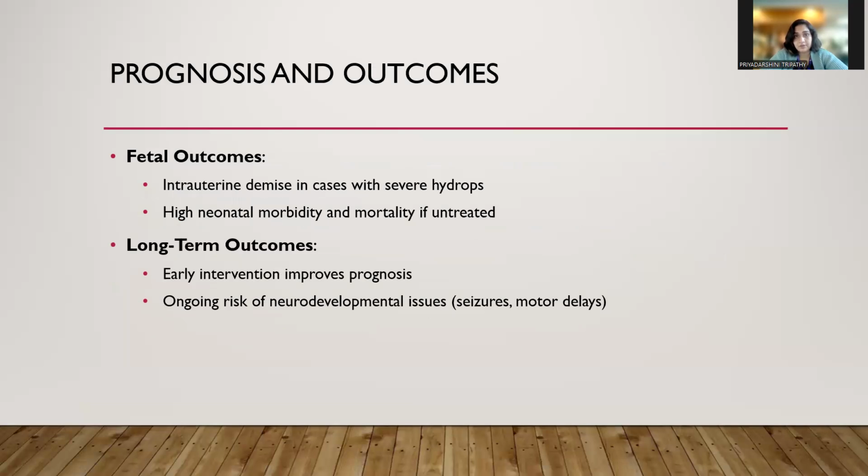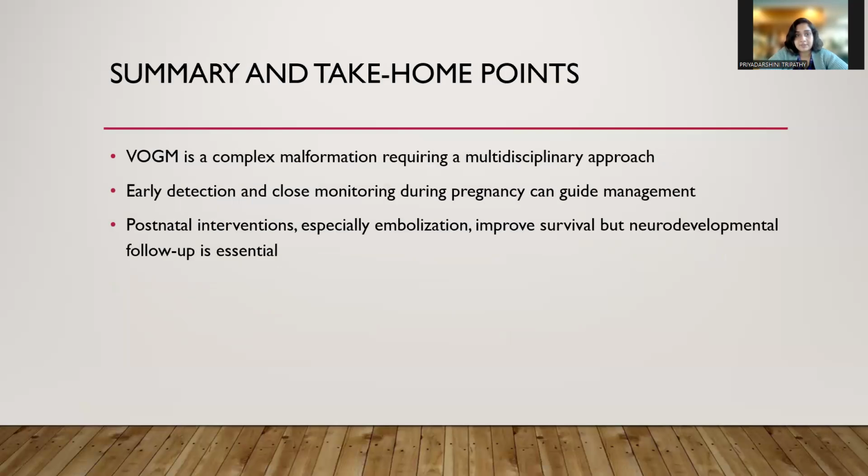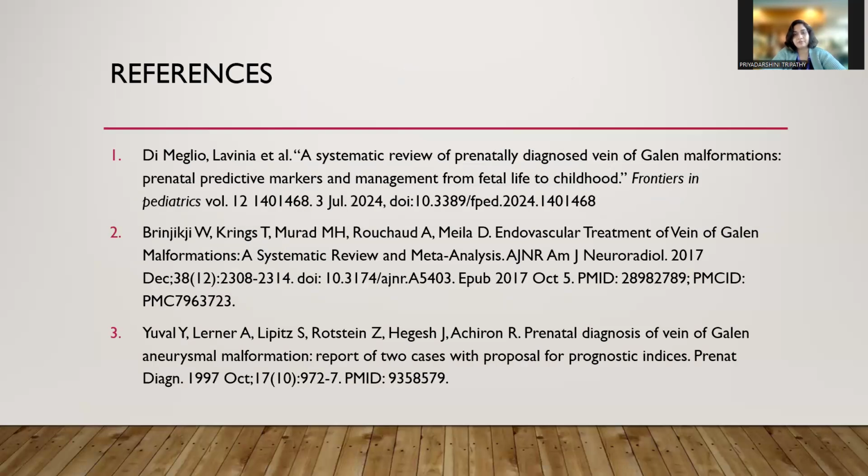In extreme cases, when hydrops is happening, there is a risk of intrauterine demise, and high morbidity and mortality if we don't treat. So early intervention is the key, and the ongoing risk of neurodevelopmental issues will always be there in terms of seizures, persistent headaches, motor delays. So coming to the summary, VOGM or vein of Galen malformation is a complex malformation which requires a multidisciplinary approach. As we discussed, early detection and close monitoring is the key. And postnatal intervention, especially embolization, is offered to improve survival. But neurodevelopmental follow-up is very, very essential.